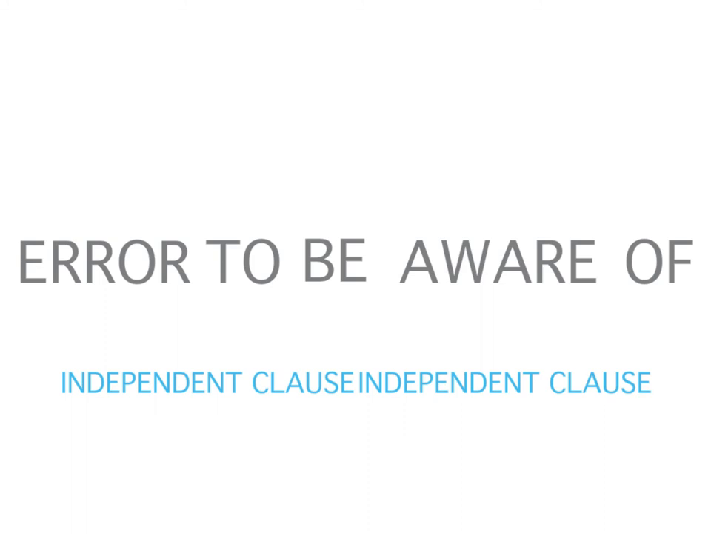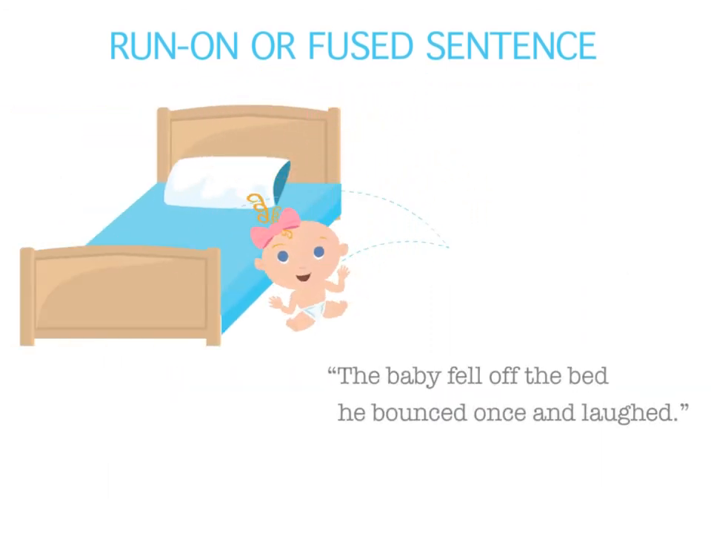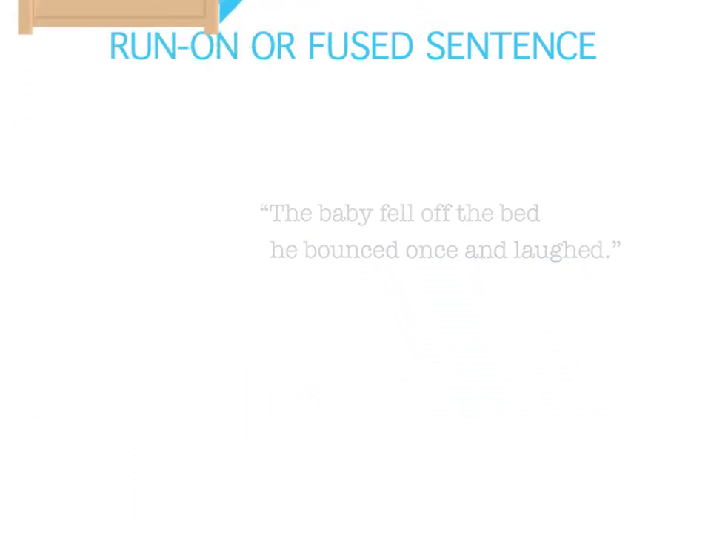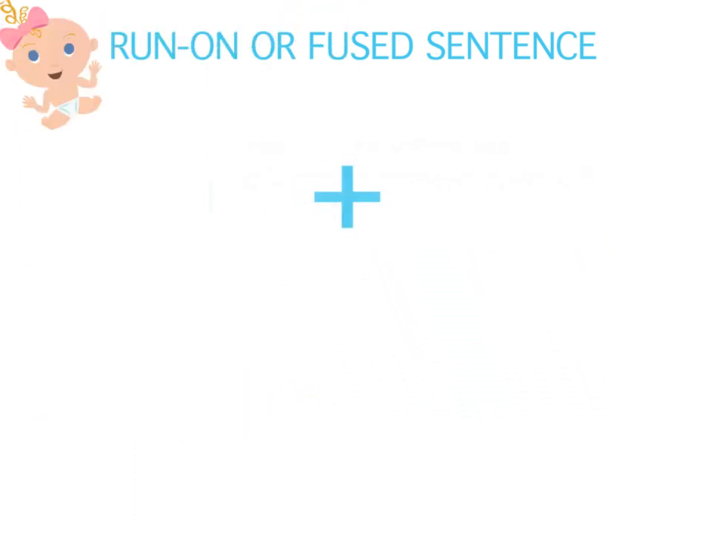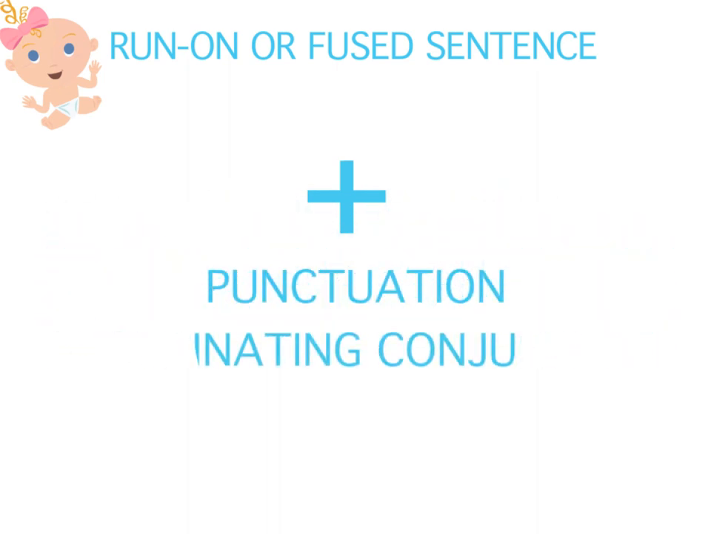There's another type of error that you should be aware of. If you put 2 independent clauses together with no punctuation, it is called a run-on or fused sentence. The baby fell off the bed. He bounced once and laughed. The baby fell off the bed is one independent clause. He bounced once and laughed is another. This sentence can be fixed by adding punctuation and potentially a coordinating conjunction.